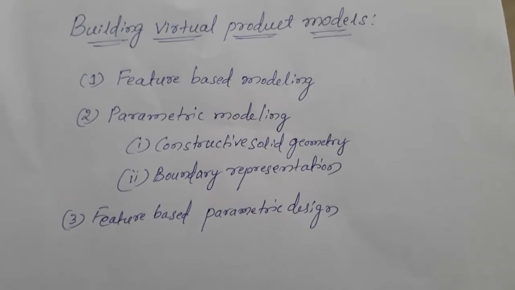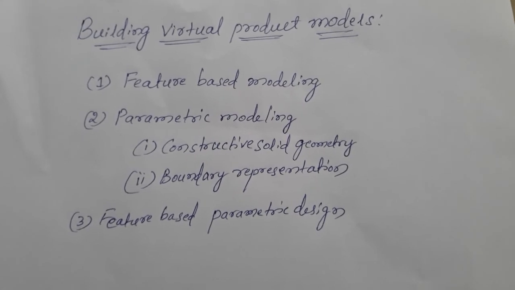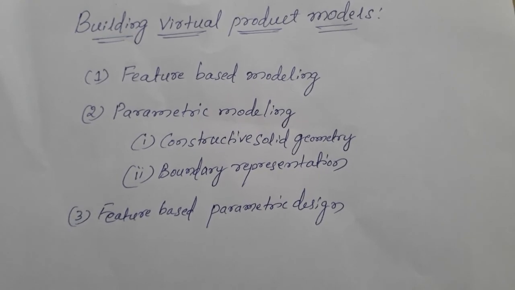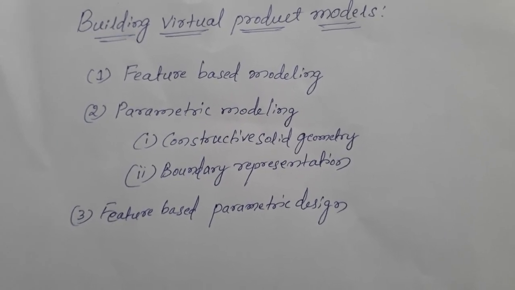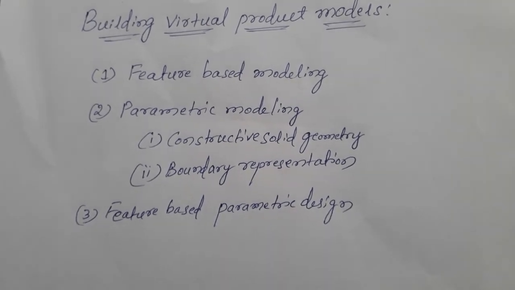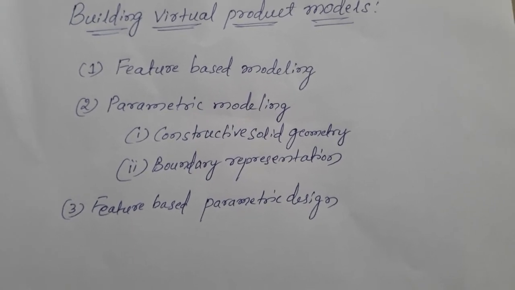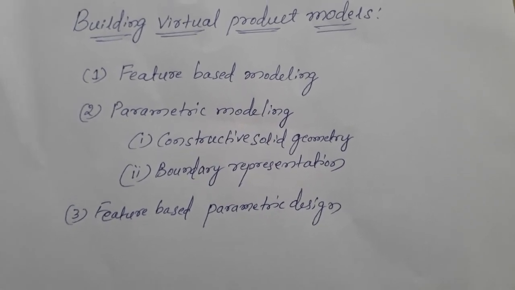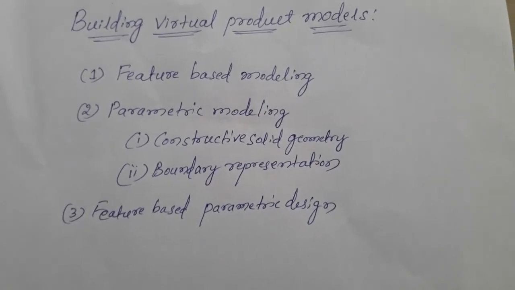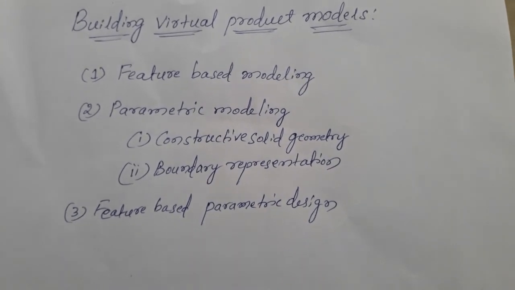And the last one is feature based parametric design. Feature based parametric design is an approach of CAD that takes the advantages of feature based modeling and the advantages of parametric modeling. Both advantages we integrate, and that technique we use to build a model. That is called feature based parametric design. Sometimes we call it parametric feature representation.